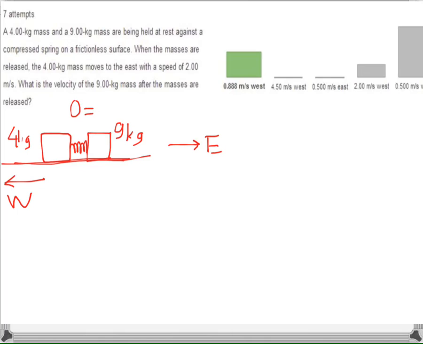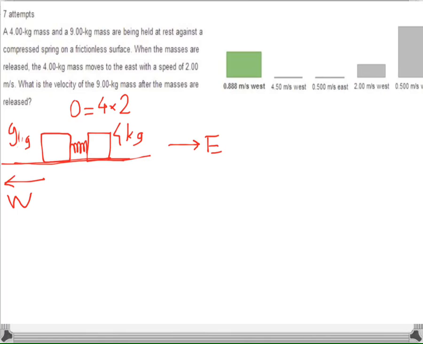The thing is, this should be 4 kilogram. Okay. Sorry about this. The masses are reversed. This is 9 and this is 4. The 4 kilogram mass moves with a velocity of 2 meters per second. So I can write down the momentum of the 4 kilogram mass, 4 times 2. It's going in the east direction, and east is positive x direction.